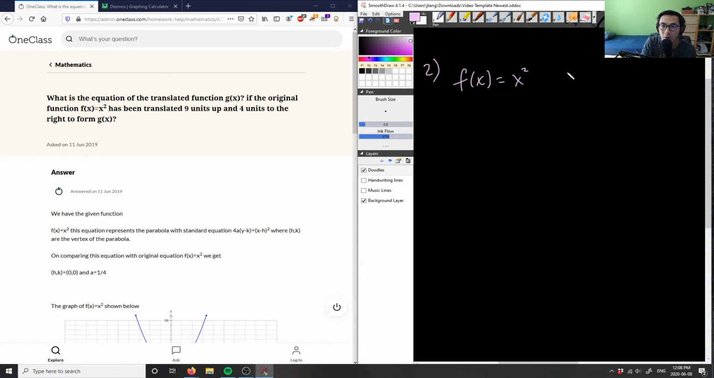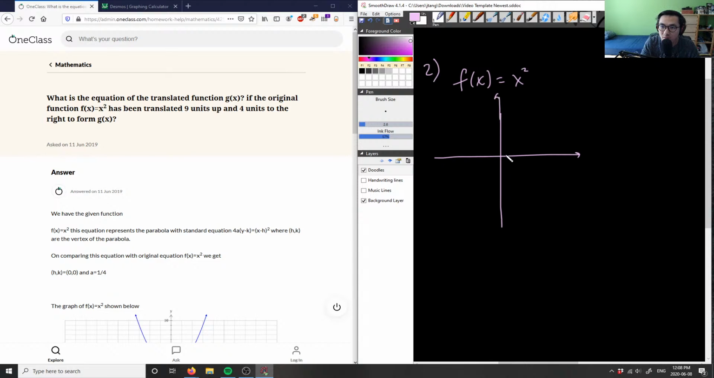And this here is called our parent function, because all the transformations that we do are going to be applied to this x squared function here. So we have the original function x squared. Let's graph x squared first, and we know our parent function x squared.